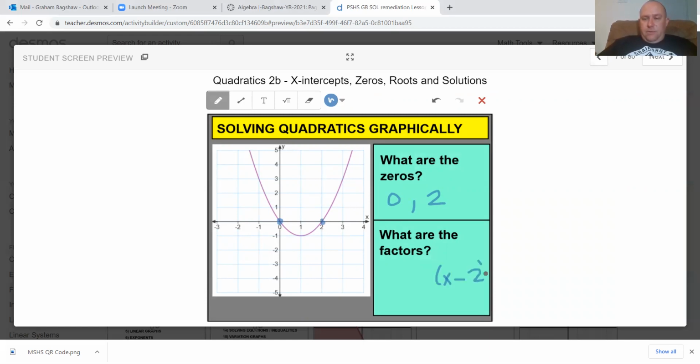Now for 0, that's not quite so obvious. X minus 0 doesn't really make any sense. And actually, all we put is just x. So if we have 0 as one of our solutions, then the factor would just be x by itself.